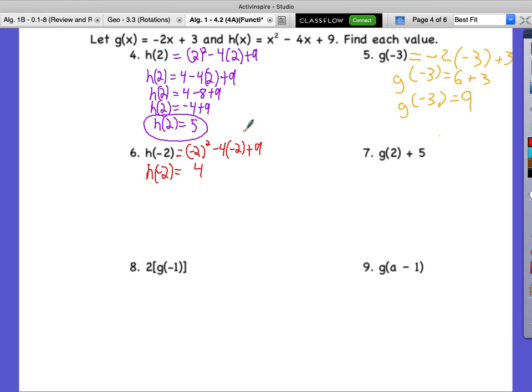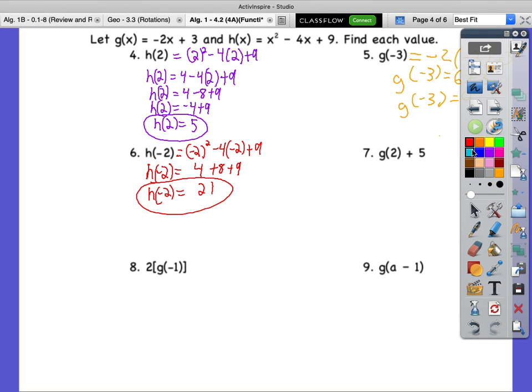What's 4 times -2? Positive 8. Then the last term is +9. So now we just have to add 4 plus 8 plus 9, which gives us 21. Questions on that one? Let's look at number 7, guys.